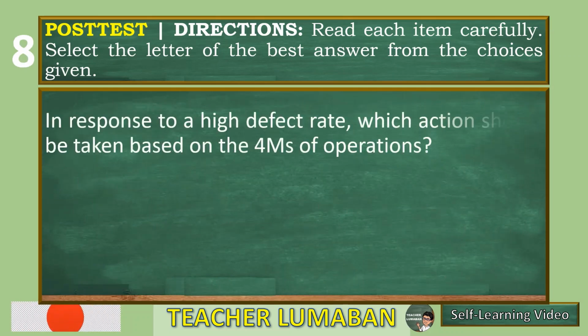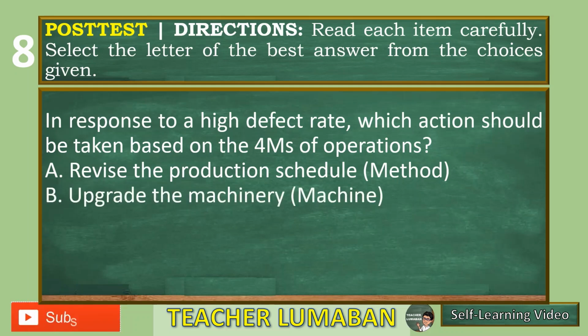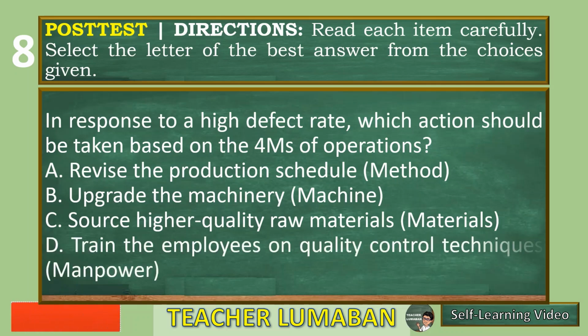In response to a high defect rate, which action should be taken based on the 4Ms of operations? A. Revise the production schedule, method. B. Upgrade the machinery, machine. C. Source higher quality raw materials, materials. D. Train the employees on quality control techniques, manpower.